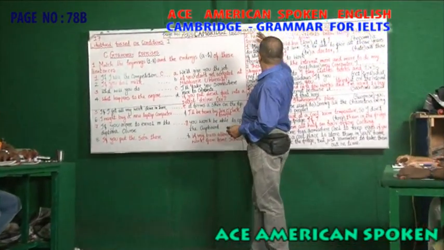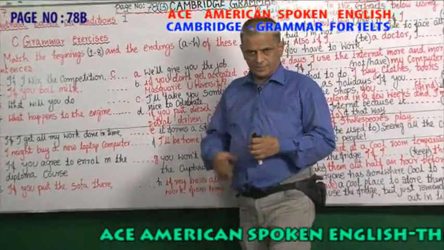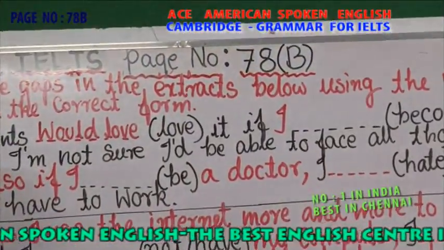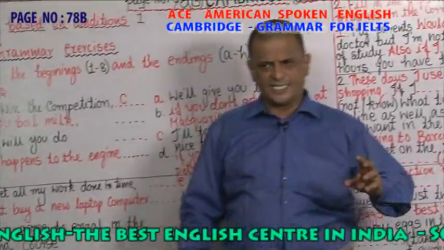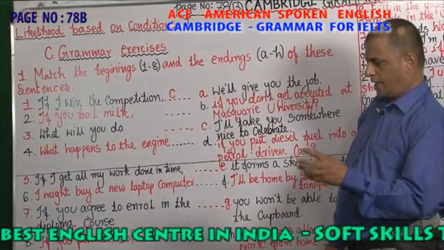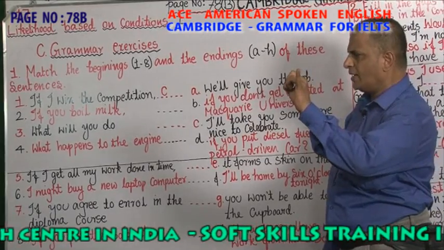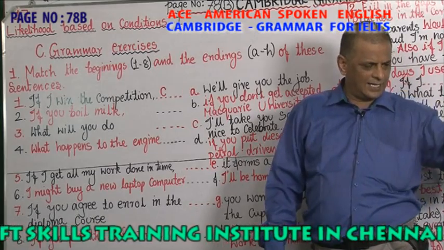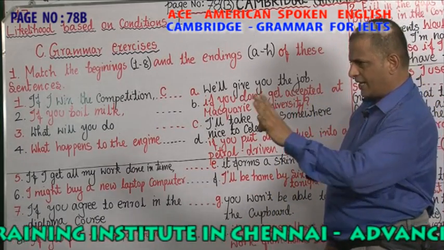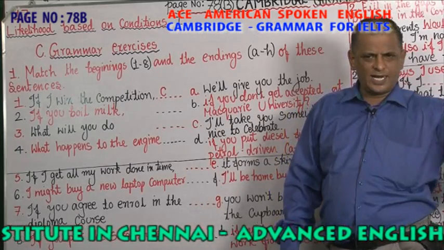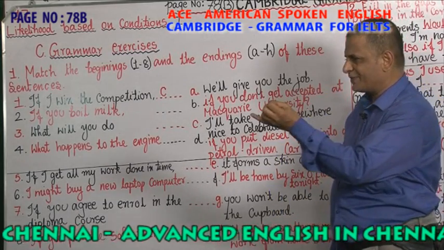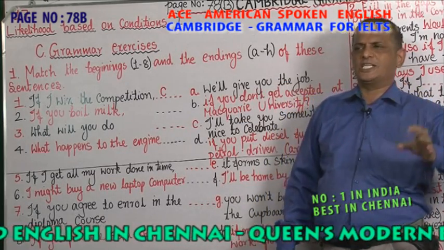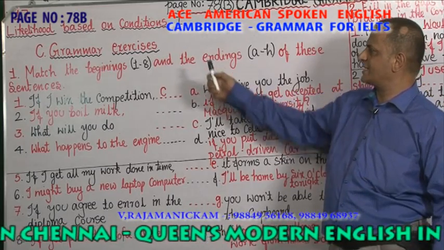Take your Cambridge Grammar for IELTS International English Language Testing System, page number 78B. Here 78B is likelihood based on conditions, conditional sentences. What are the conditional sentences and what are the words you are using for conditions? Number 1, if. Number 2, provided that. Number 3, unless. Number 4, as long as. Number 5, so long as. Number 6, in case, right? You have seen all the conditional sentences. Based on that, there are grammar exercises.